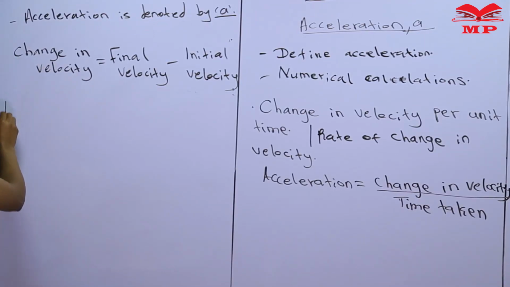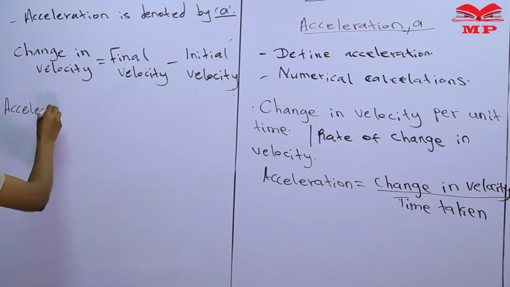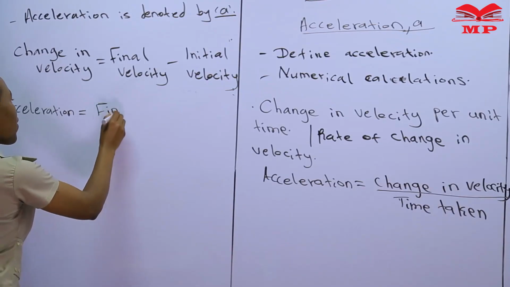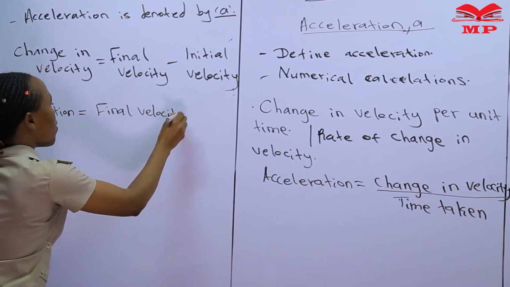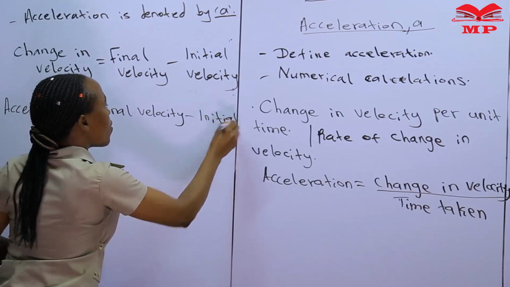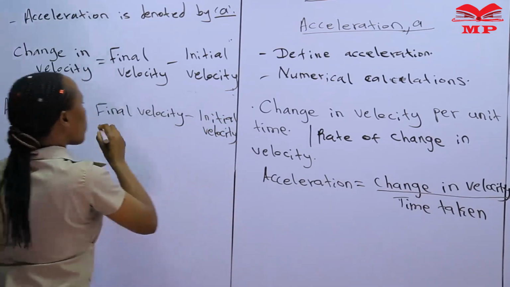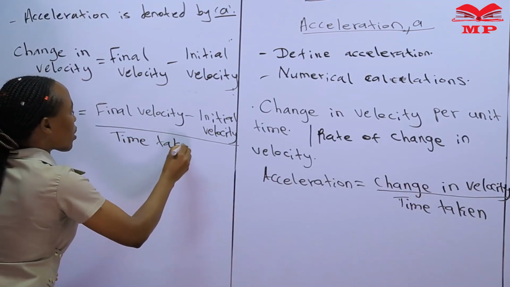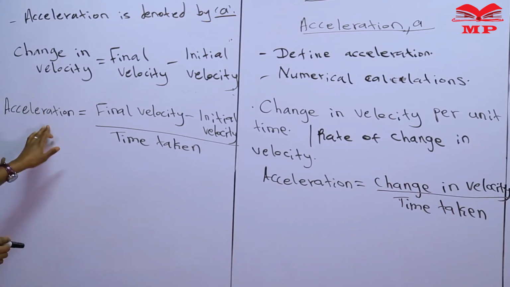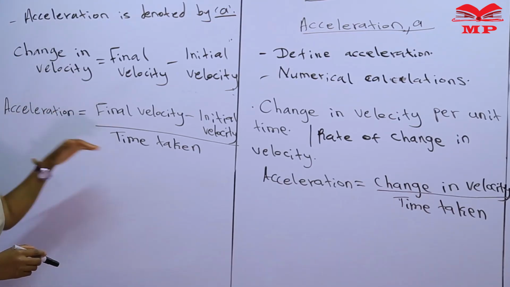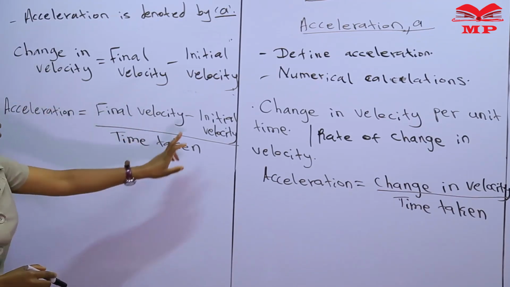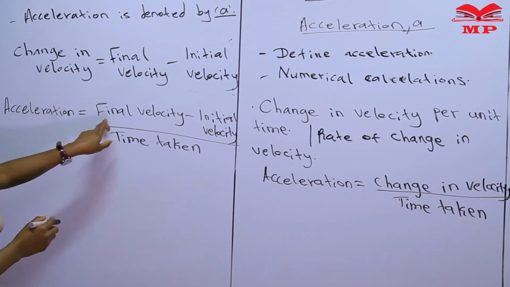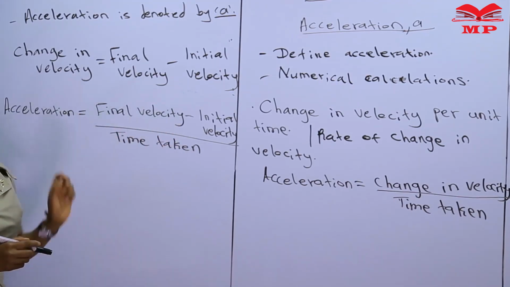Therefore, acceleration is equal to the change in velocity, which is the final velocity minus the initial velocity, divided by the time taken. This will give us the acceleration. So acceleration is the rate of change of velocity. And we also need to know the symbol that we use to denote the final velocity.